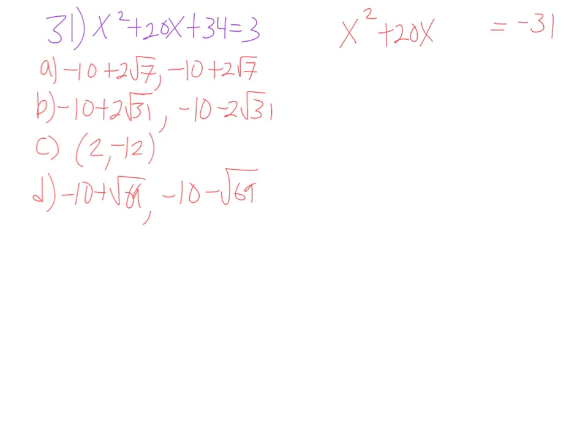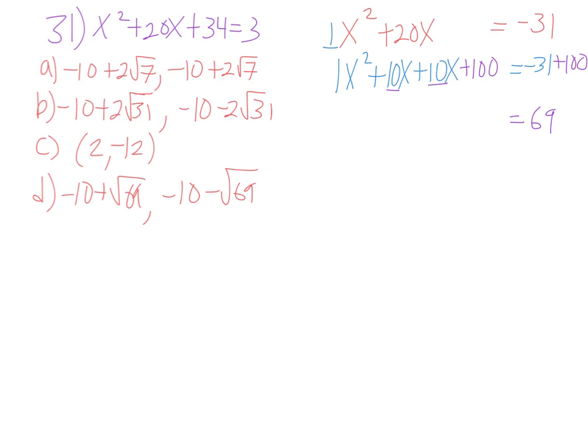Next step, I don't have anything to divide by because that's a 1 out front. So I'm going to split up my middle term into two equal pieces. So we've got 1x squared plus 10x plus 10x. That equals negative 31. To that, I'm going to multiply these two numbers together. 10 times 10 is 100. I'm going to add 100 to both sides. So we get 1x squared plus 10x plus 10x plus 100 is equal to negative 31 plus 100. That side is going to be positive 69.